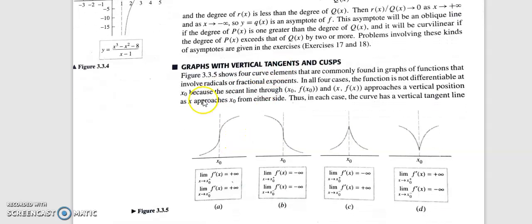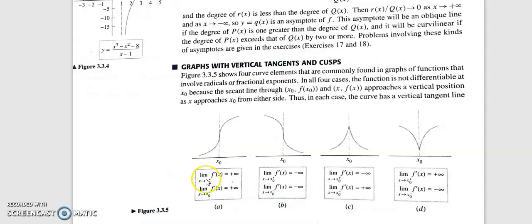Here you are given 4 types of curves. These 4 curves are commonly found in graphs where radicals or fractional exponents are involved. If you have a square root, x raised to 1 by 2 or x raised to 2 by 3, with fractions like this, then we have a possibility of vertical tangents and cusp. In cases with rational exponents or radicals, the function need not be differentiable at some points, so the function can have vertical tangent lines at those points.